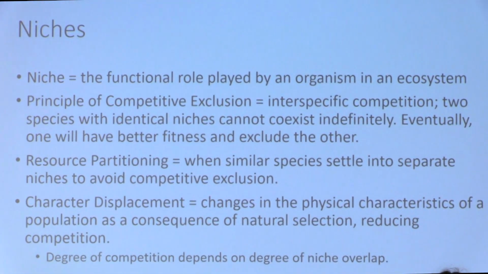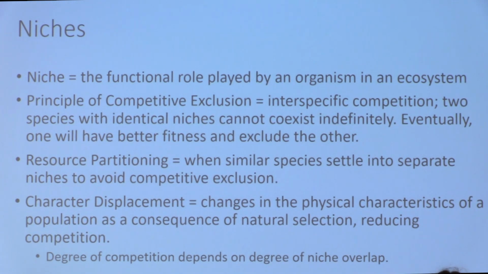So whichever one is better at converting resources and energy into offspring will be selected for, and the other one will be excluded. And that exclusion is either going to result in them being pressed out or their population declining and eventually disappearing. Resource partitioning is how that occurs.